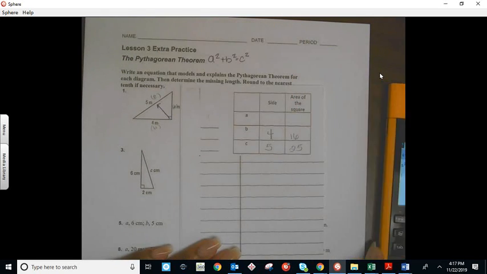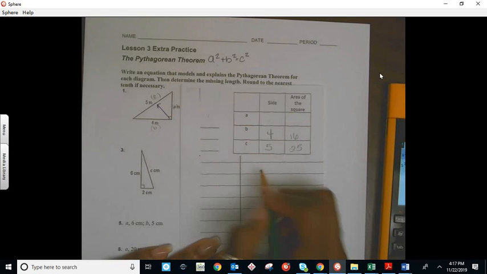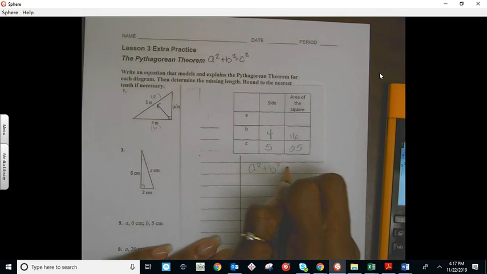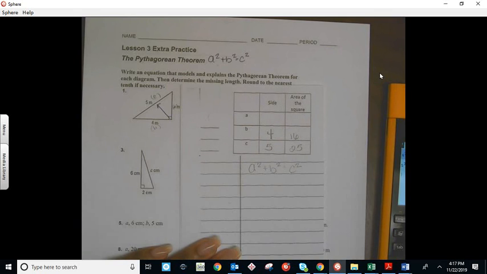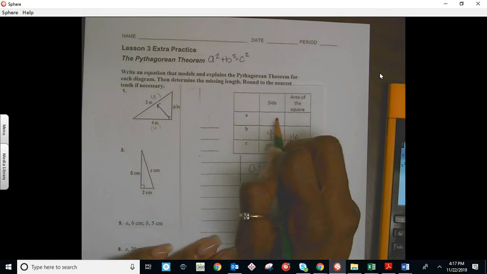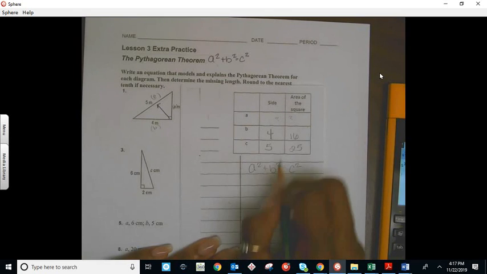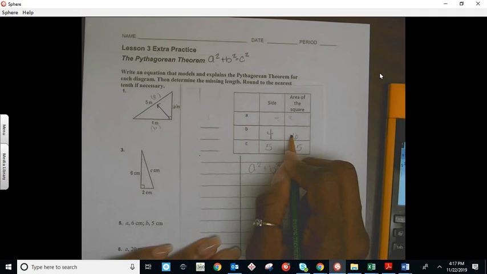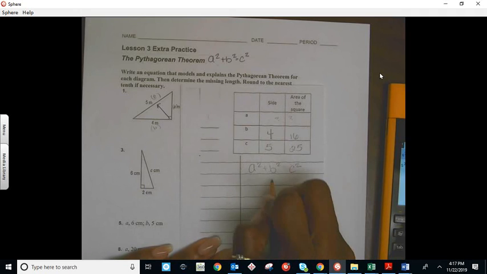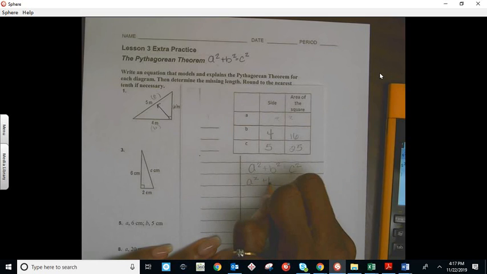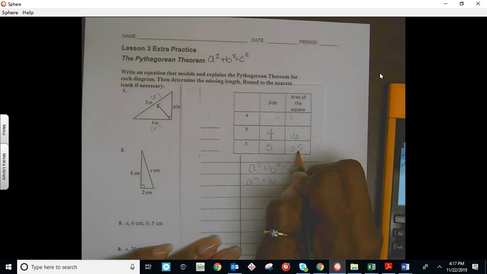So here's what I know. I know that A squared plus B squared equals C squared. Right now, I don't know what A is, or A squared. But I do know B squared, because I took B, put it in my calculator, and got B squared. So A squared plus 16 equals 25, because that's my C squared, right?